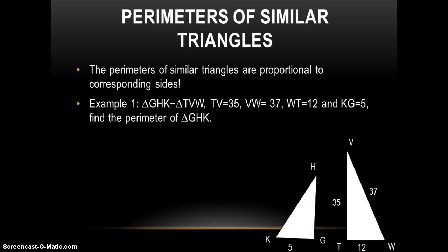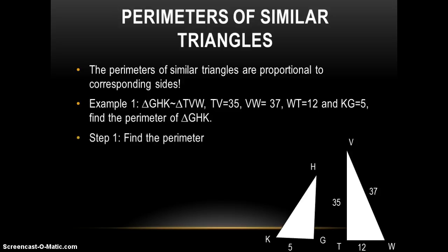So for example 1, we have our two similar triangles, GHK and TVW. We know that TV equals 35, VW equals 37, WT equals 12, and KG equals 5. So we want to find the perimeter of triangle GHK.